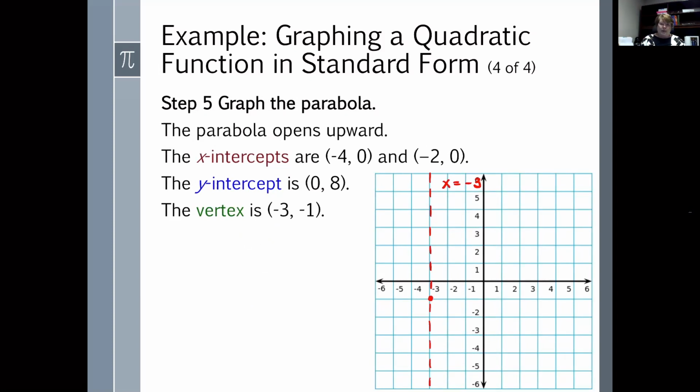All right, let's plot the rest of these. We have an x-intercept at -2 and one at -4. And we have a y-intercept that's off my graph here, up here at 8. And we can draw.